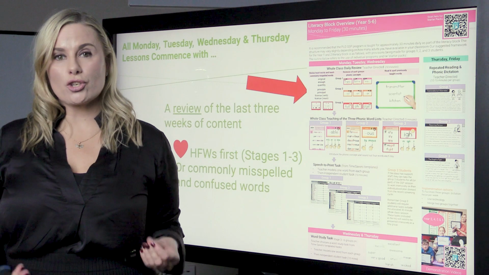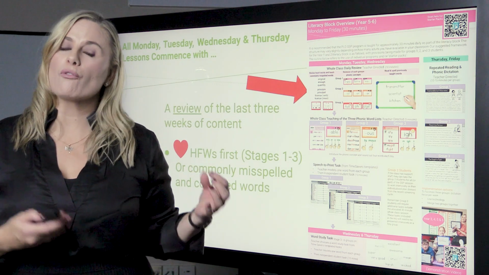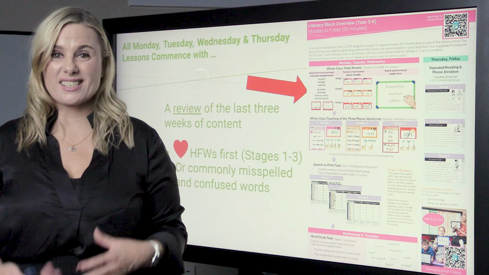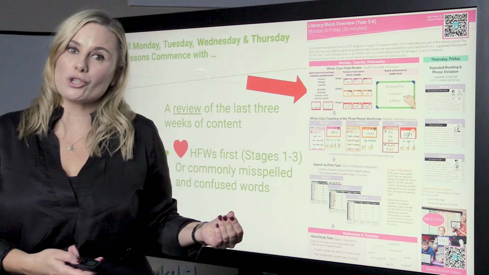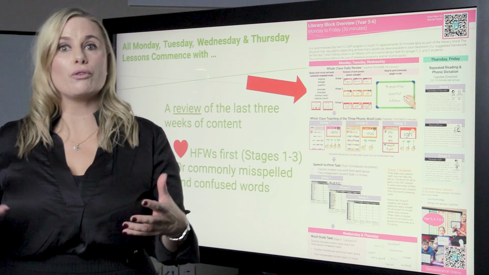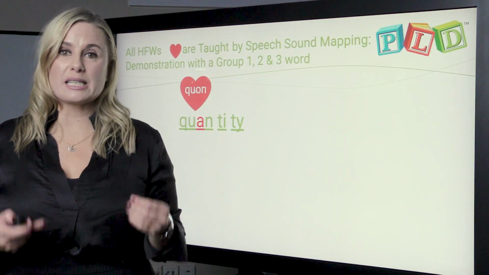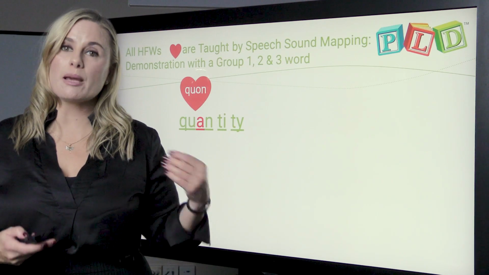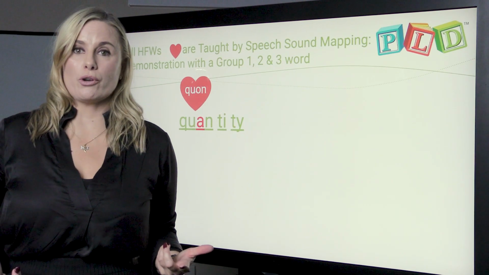All Monday, Tuesday, Wednesday and Thursday lessons commence with a review of the previous 3 weeks' worth of content, starting with high frequency words for those working in stages 1, 2 and 3, or commonly misspelled or confused words. All high frequency words are taught by speech sound mapping, and you will demonstrate with a group 1, a group 2 and a group 3 word.